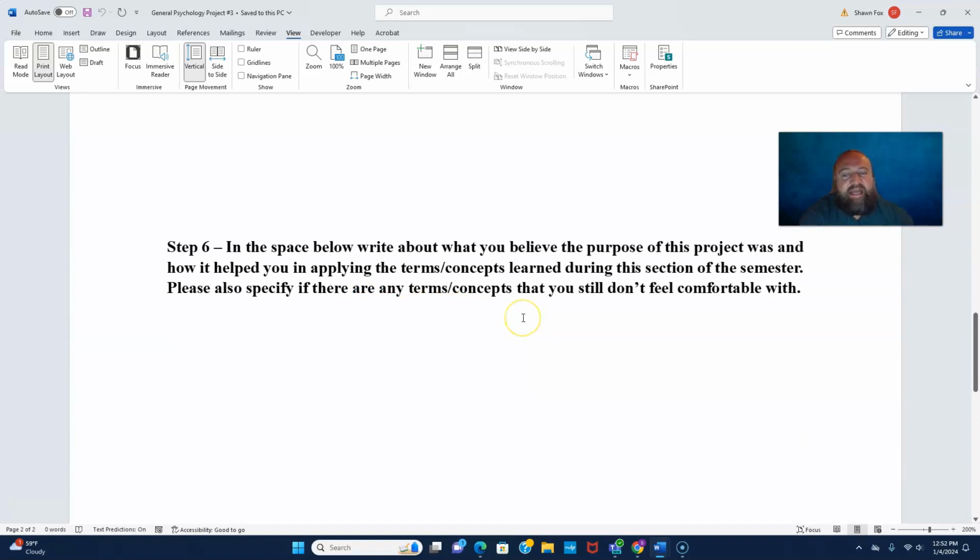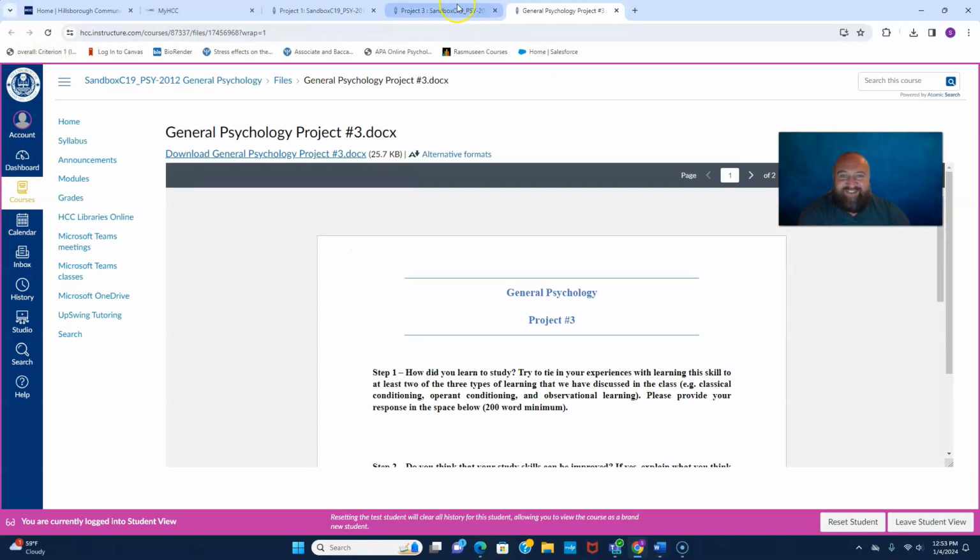And then step 6, this is that standard thing that I always put down: in the space below, talk about the purpose of this project, how it may have helped you in applying terms, concepts, and if you have any questions about terms or concepts from the 4 modules, the learning, memory, cognitive psychology, and developmental psychology, this is your space to ask it. It's not your space to ask questions about this project, but about anything from those modules. If you have questions, you can ask them here and I'll answer them for you. That's pretty much it. Everything else, this is really usual to us, right? We know what we need to do here.